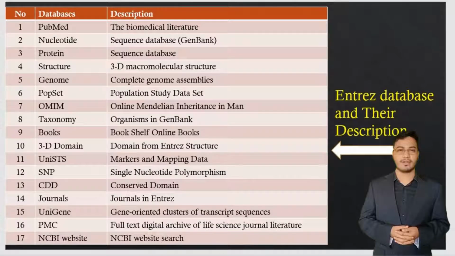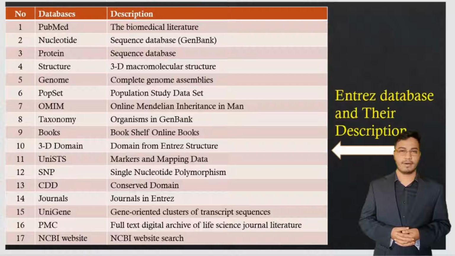This table shows the description of various Entrez databases. PubMed for biomedical literature. Nucleotide for the GenBank nucleotide sequence database. Protein for the protein sequence database. 3D for macromolecular structure. Genome for complete genome assemblies. PopSet for population study sets. OMIM for Online Mendelian Inheritance in Man. Taxonomy for organisms in GenBank. Books for online books. 3D Domains. UniSTS for marker and mapping data.